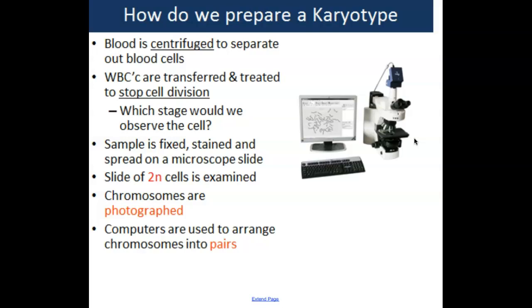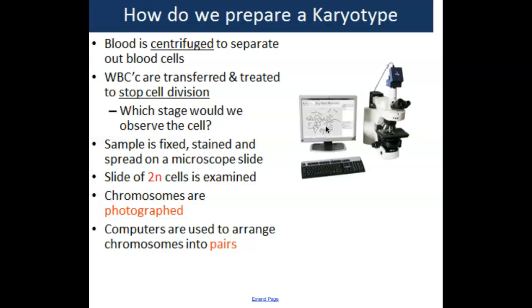The white blood cells are then treated so that cell division stops. We're not looking at different stages of mitosis, and we want to make sure that we stain them, take pictures of them underneath a microscope, and then eventually we use a computer program to arrange them into the pairs.